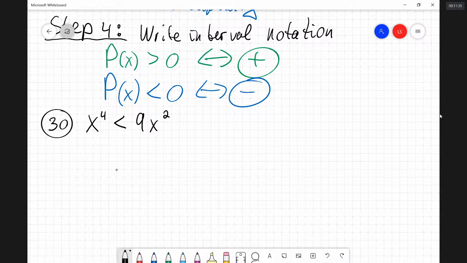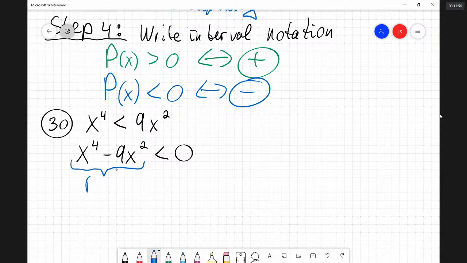than doing what we're about to do, which is first move the 9x squared to the other side in order to create this 0 on the right-hand side. This is my p of x. So that guy here is my polynomial function. My p of x is equal to x to the 4th minus 9x squared. So now instead of comparing 2 functions to each other, I'm comparing this new function, which is a polynomial, to 0. And again, comparison to 0 is much easier. That's why we choose to do that.